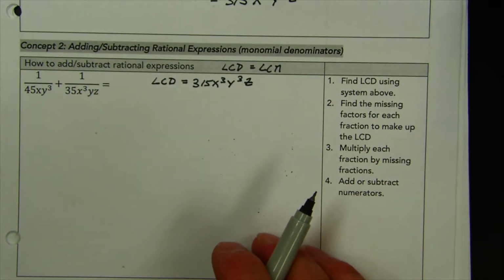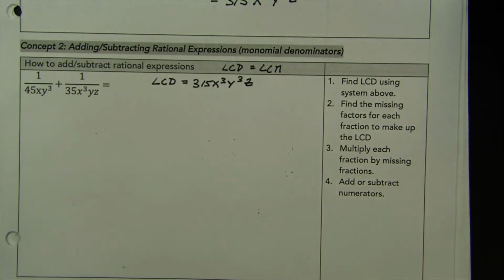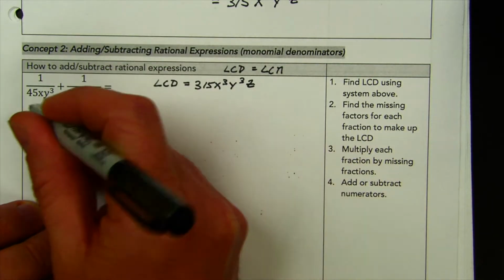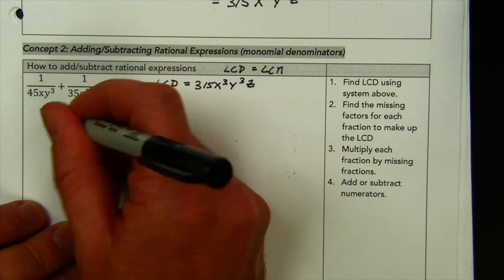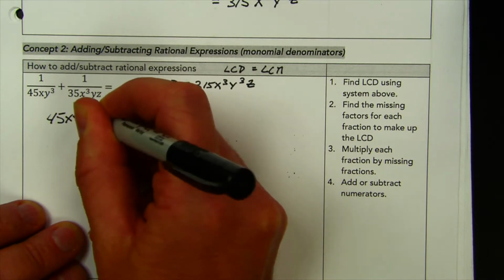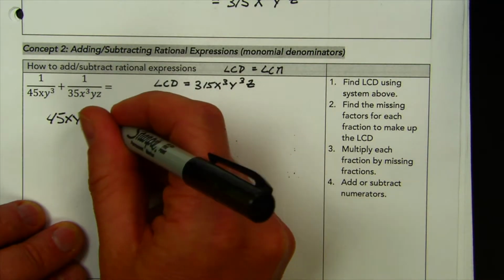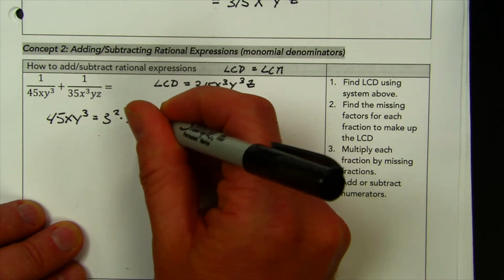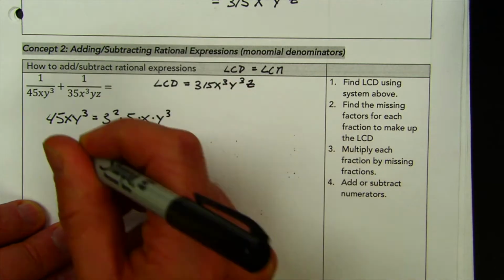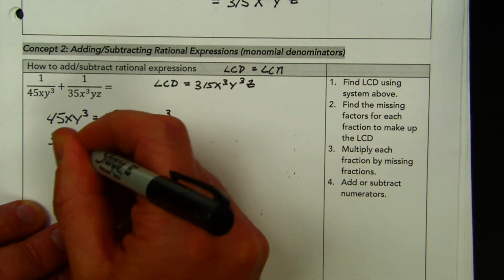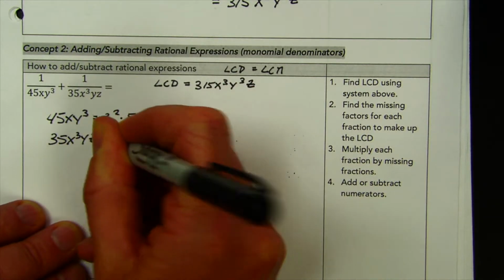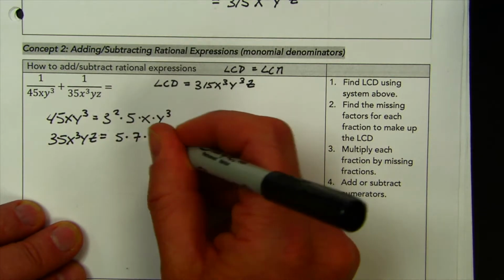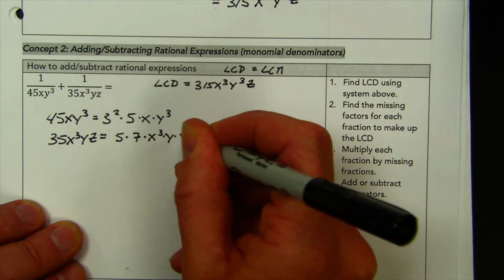All right, so let's get going with the LCD here. So here's what I want to do. I have my denominators. I've got 45xy cubed, and I'm going to list the factors that I have above: 3 squared times 5 times x times y cubed. And I have 35x cubed yz, and that equals 5 times 7 times x cubed times y times z.